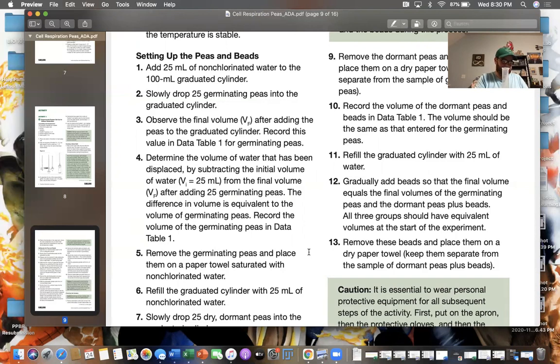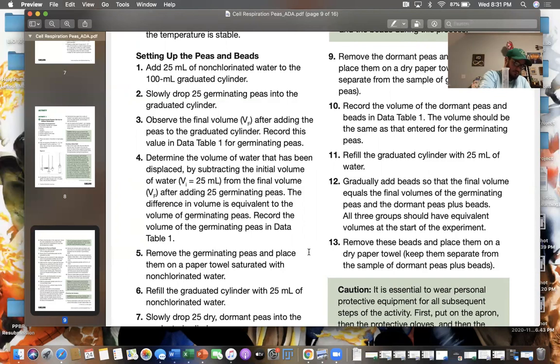Okay, we gotta open these guys up. Now remember, the germinating peas are the ones that you had in the bag overnight. The dormant peas are going to be the ones that you didn't do any prep with, the ones that are just left in the bag. Yeah, and you can see, right, your peas will have like sprouts coming out of them, because they had some water, so they're growing.